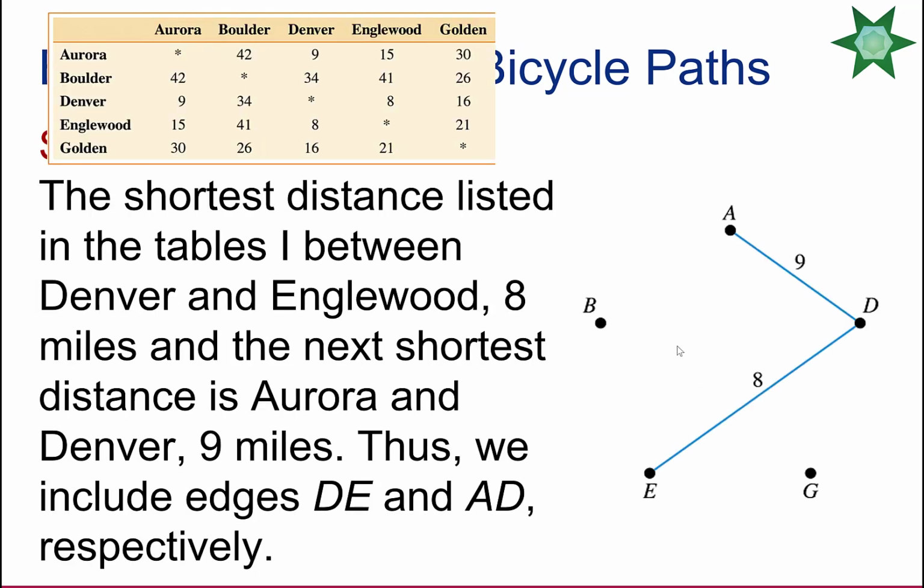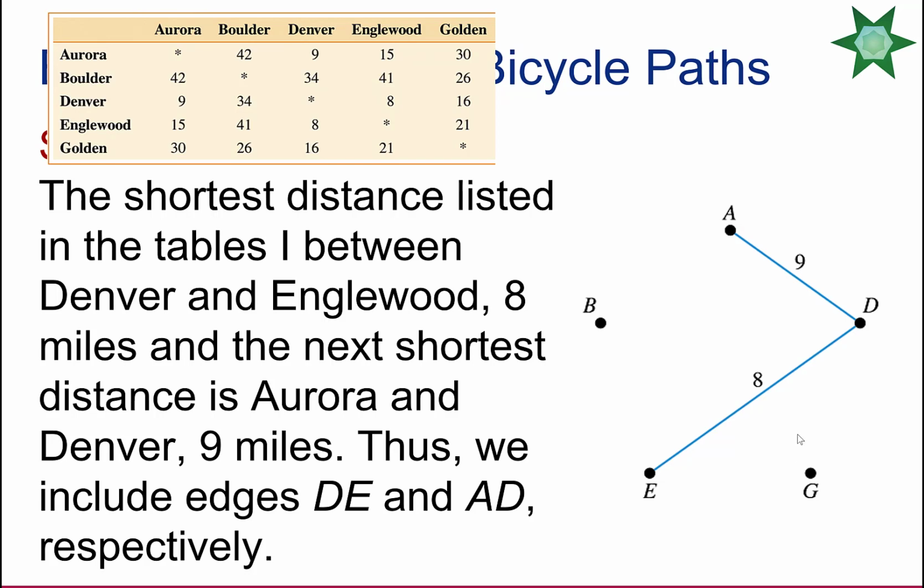Now we want to say, where do we want to start first? So we look at the distances here, and we see the shortest distance we have is between Aurora and Denver, right here, 9 miles. I'm sorry, 8 miles is shortest first. Englewood and Denver. And then actually it happens that Aurora to Denver is the next shortest. It doesn't always happen that the first 2 will be connected through a common vertex. Now from here, we still have to connect in Boulder and Golden somehow.